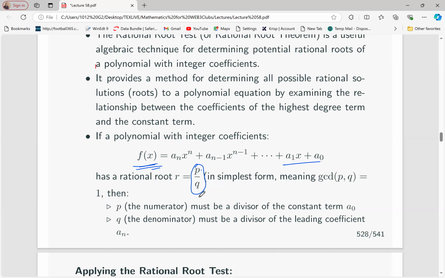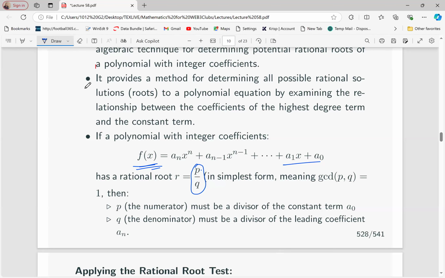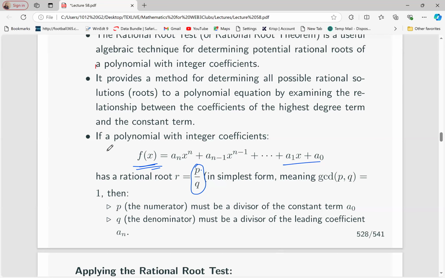Now look at the P and Q, what properties P and Q should fulfill for them to be suspected to be roots. For this fraction to be suspected to be a root, the numerator should be a number that divides the constant term.